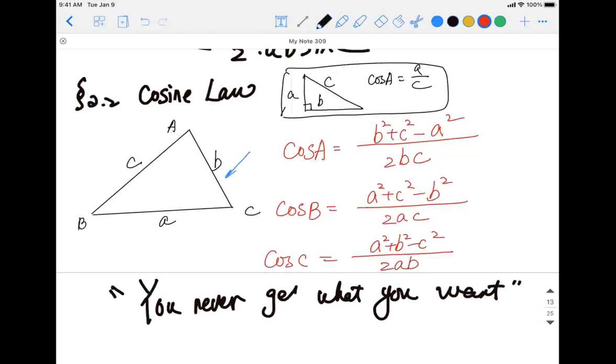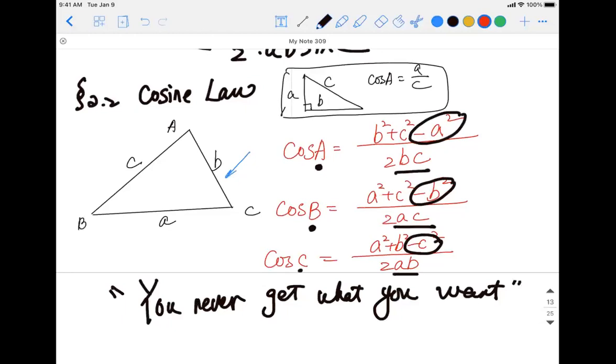I'll show you why. Let's say you're dealing with cosine A. In the numerator, you're going to have b squared, c squared, and then minus a squared. You want to determine A, you have to subtract a squared. And then in the denominator, there's no a. As long as you want to determine the value for cosine B, you have to subtract b squared, and in the denominator, there's no b. As long as you want to determine cosine C, you have to subtract c squared, and in the denominator, there's no c. You see, this is something very interesting, right?